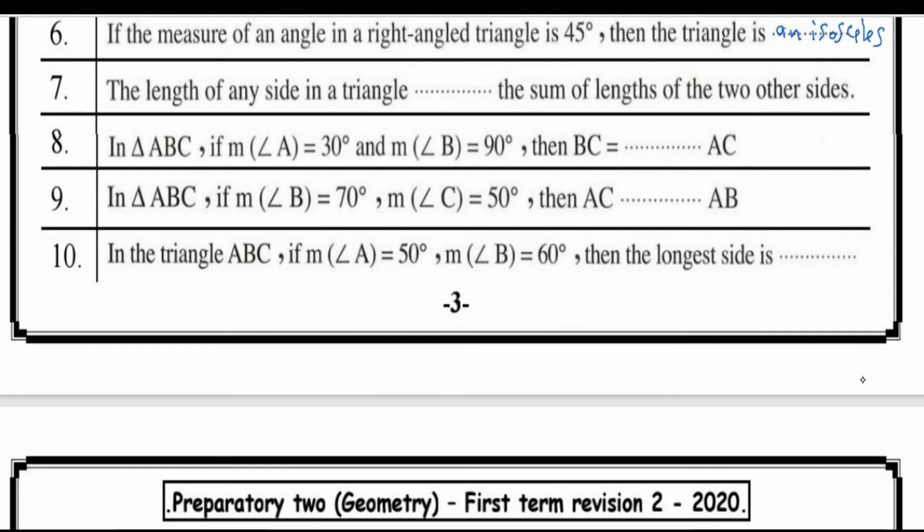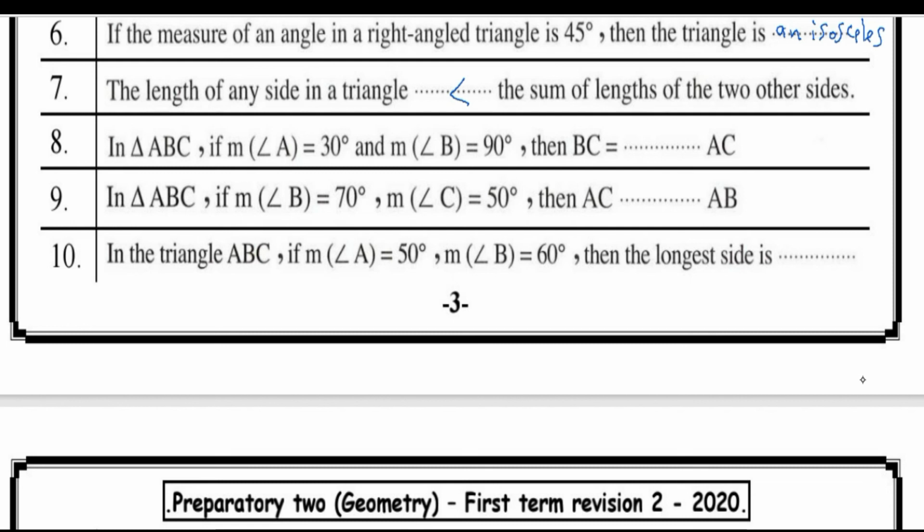The length of any side in a triangle is less than the sum of the lengths of the other two sides. We always read it that the sum is greater, so the single side is less than the sum.